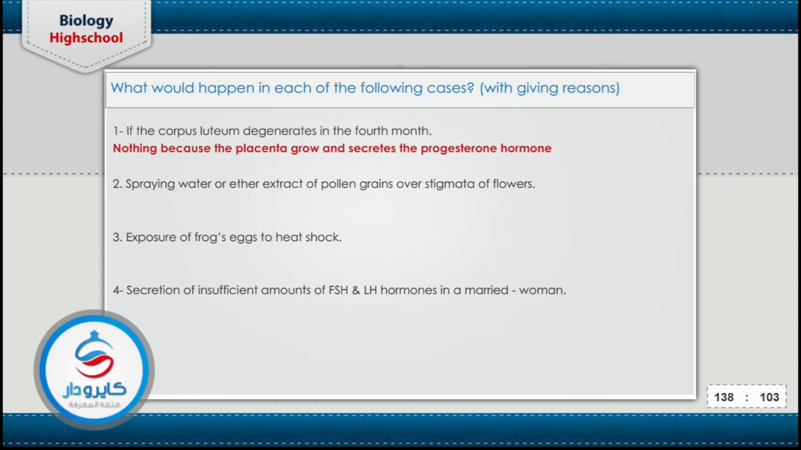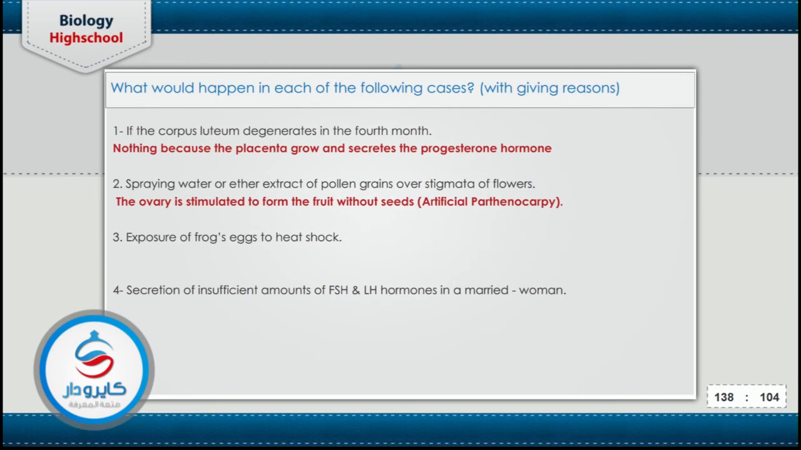Spraying of water or ether extract of the pollen grains over the stigma of the flower. We remember this was called parthenocarpy. When I spray the stigma of the flower with the extract of the pollen grains, or with a certain auxin such as naphthalene acetic acid or indole acetic acid, it stimulates the ovary to grow and form fruit without the presence of seeds. That is why we say that parthenocarpy is not a kind of reproduction. It is just growth of the ovary to change into fruit. That is called artificial parthenocarpy.